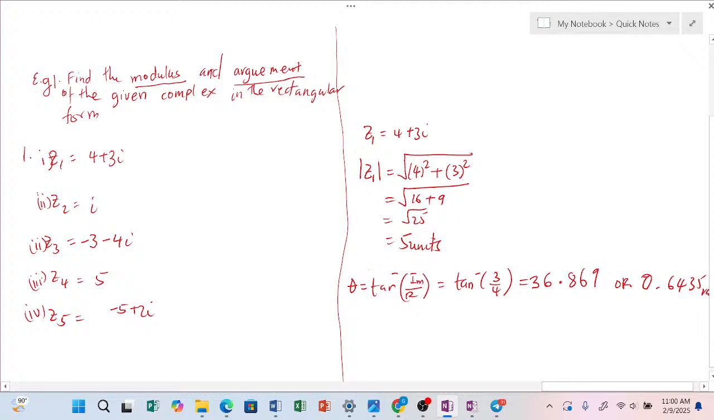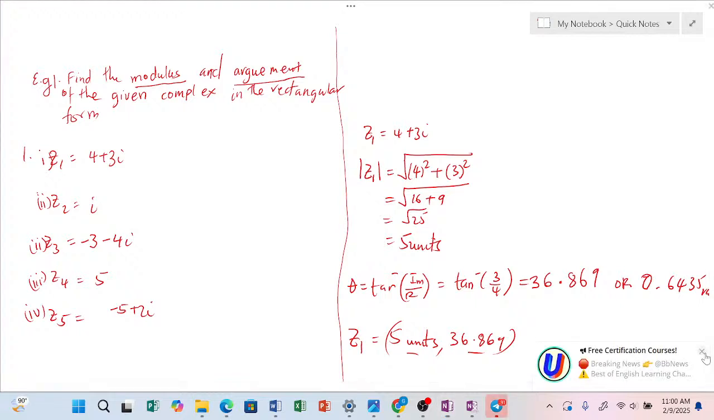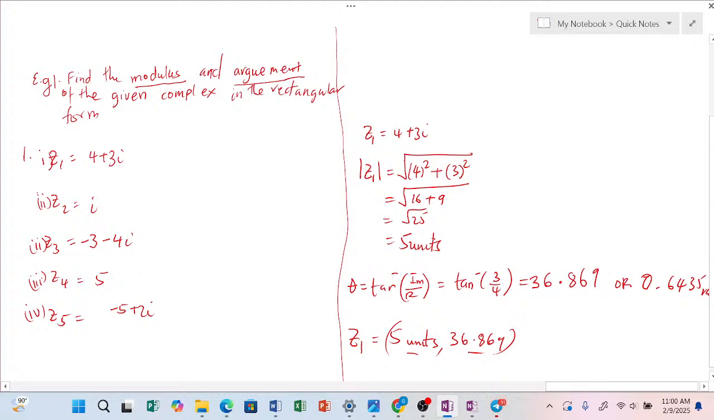So that is the first example, and this is what we've gotten. For Z1, we have modulus 5 units and argument 36.869 degrees. So these two things, we will need when we are changing a complex number to the polar form. I'll do the next one, then you take the rest as assignment, which I would want to see how you solve.